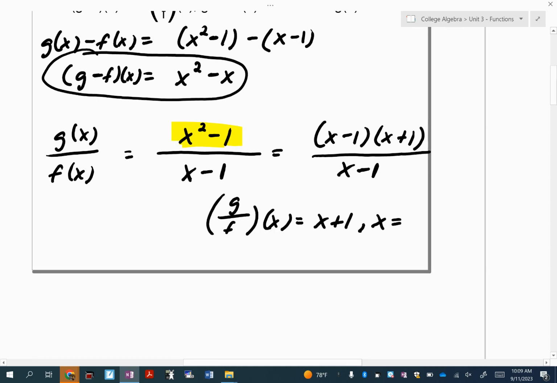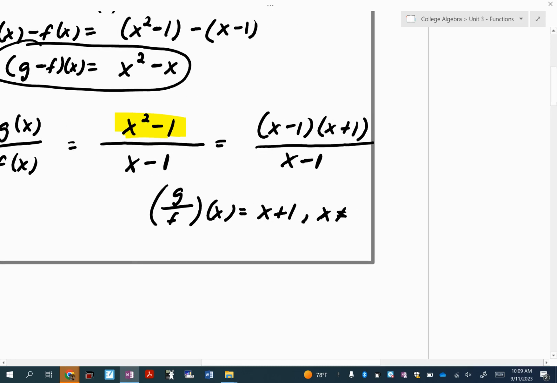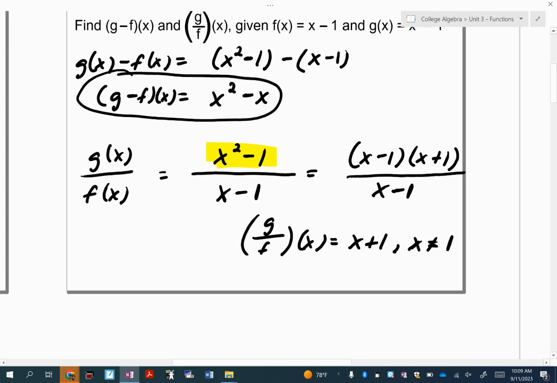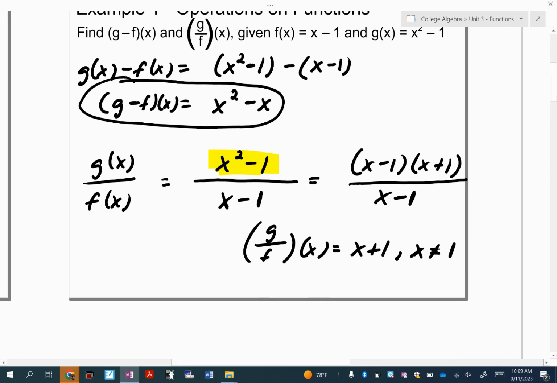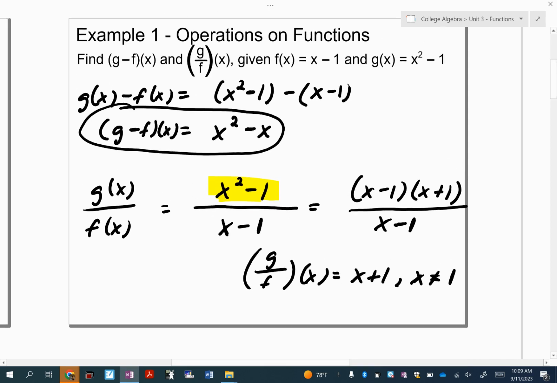But you have to write a value that x cannot be equal to. These are called values that would make 0 in the denominator. And so we can't use 1, because if I were to plug in 1 to the original before I crossed it out, I would end up getting 0 in the denominator. So don't forget to include that if you need to. So this is the second operation.